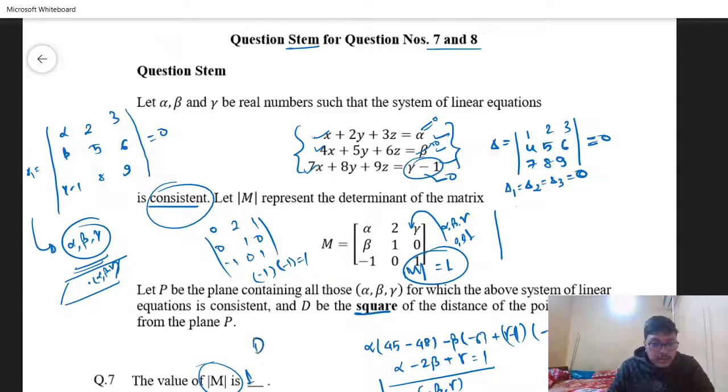So D, the square of the distance of a plane from a point, is alpha minus 2 beta plus gamma minus 1 over root 6, squared. It is 3 by root 6, squared, which is nothing but 9 by 6, or 1.50. It will be 1.50.